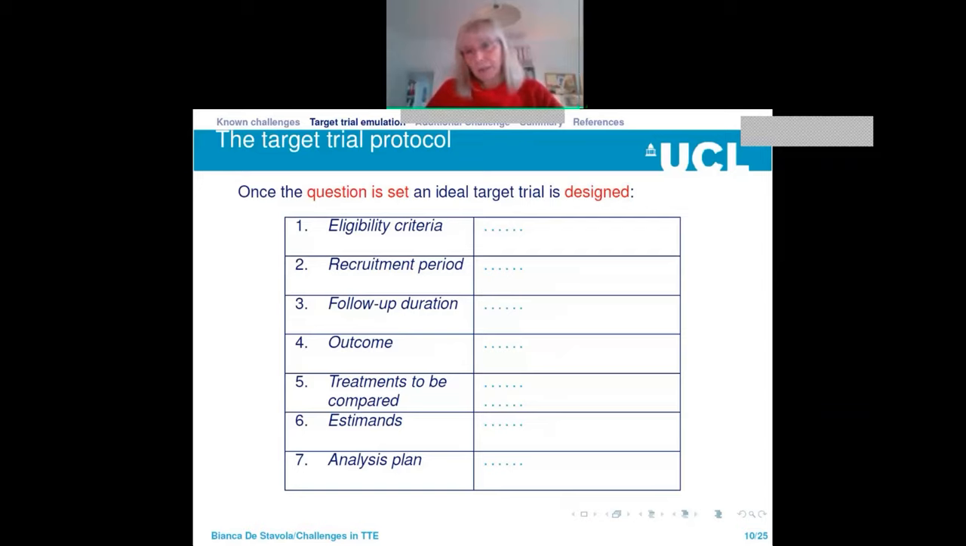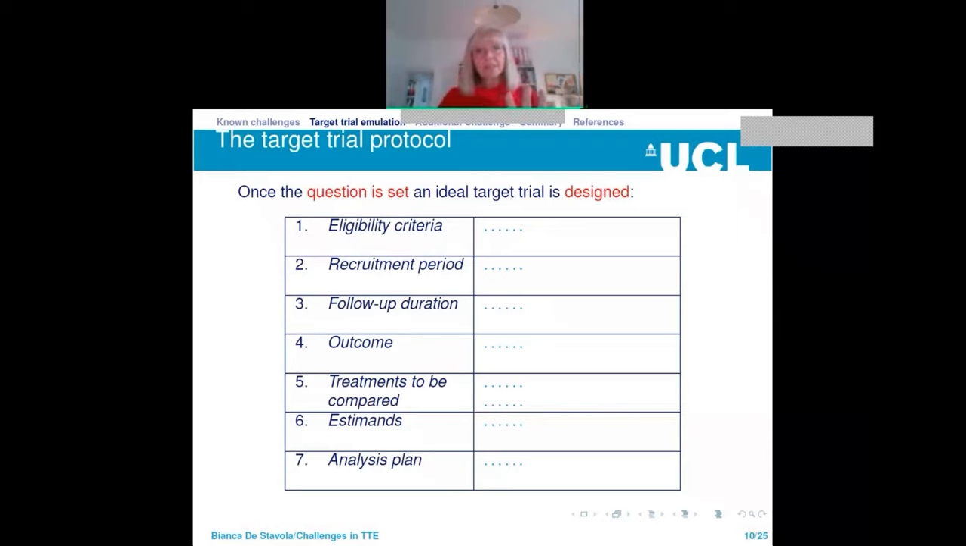So let's think of the steps I've just described. The first step was setting a question. So we've got your question, does HRT increase cardiovascular disease? And then we design this target trial. There are seven components of a protocol in an RCT, usually described succinctly. There will be the eligibility criteria, who is included, how long it will take to recruit people, how long the follow-up is, what the outcome is and how it is observed, under what circumstances, with which measurements. What are the treatments to be compared, or the intervention? It could be a public health intervention, for example. What are the estimates? By estimate, I mean the target of our estimation, what we report back as a result of this trial. And of course, the analysis plan to achieve an estimate of that target of estimation.